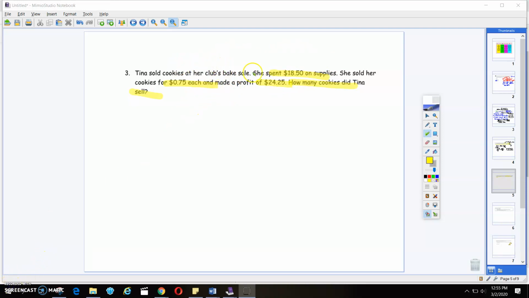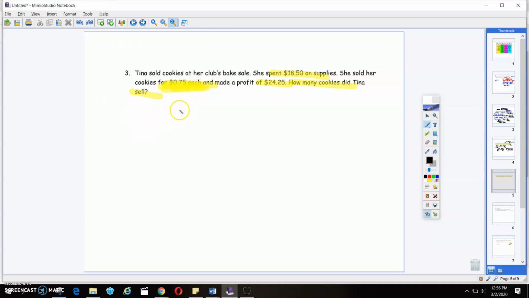So how do I know that this is a linear equation? Because it's constant, 75. When you see "each," it's always constant, right? All right, so yes, that 75 cents each is a constant. That does mean that we've got a slope.